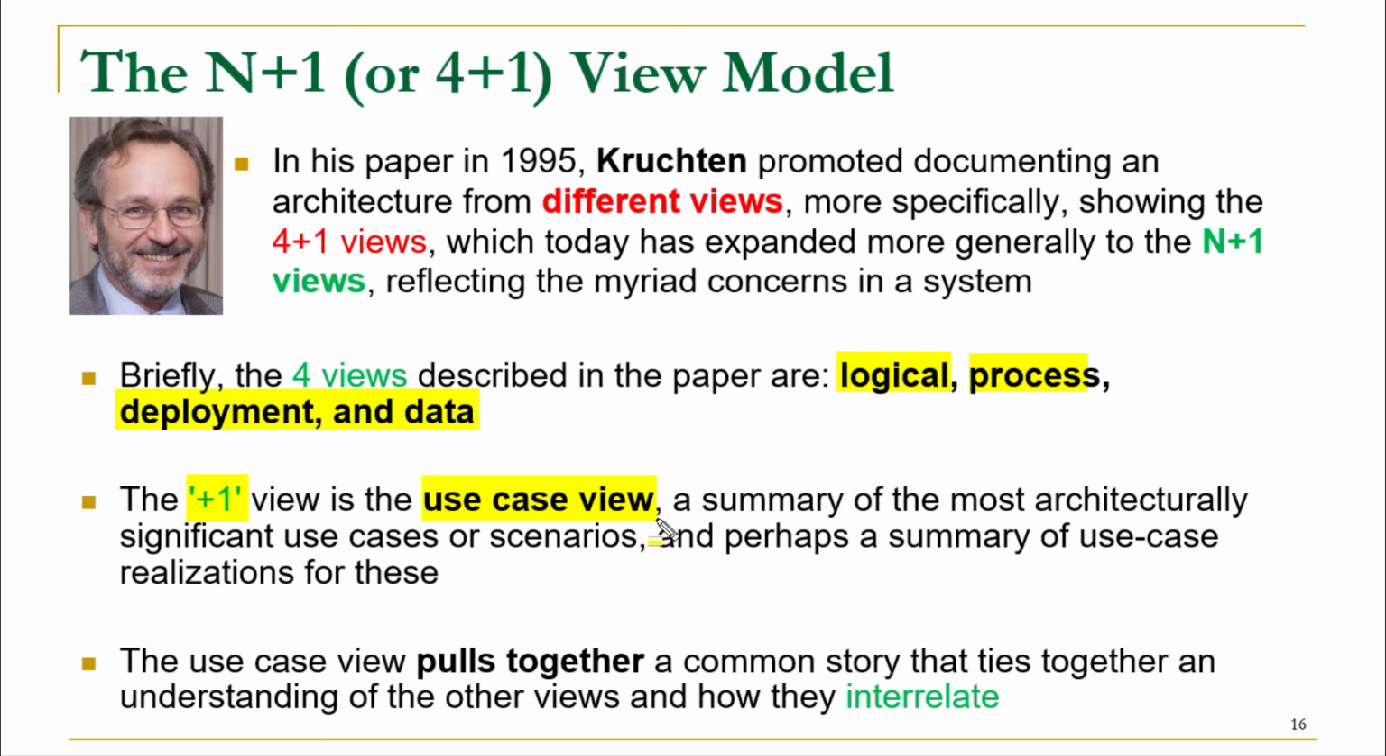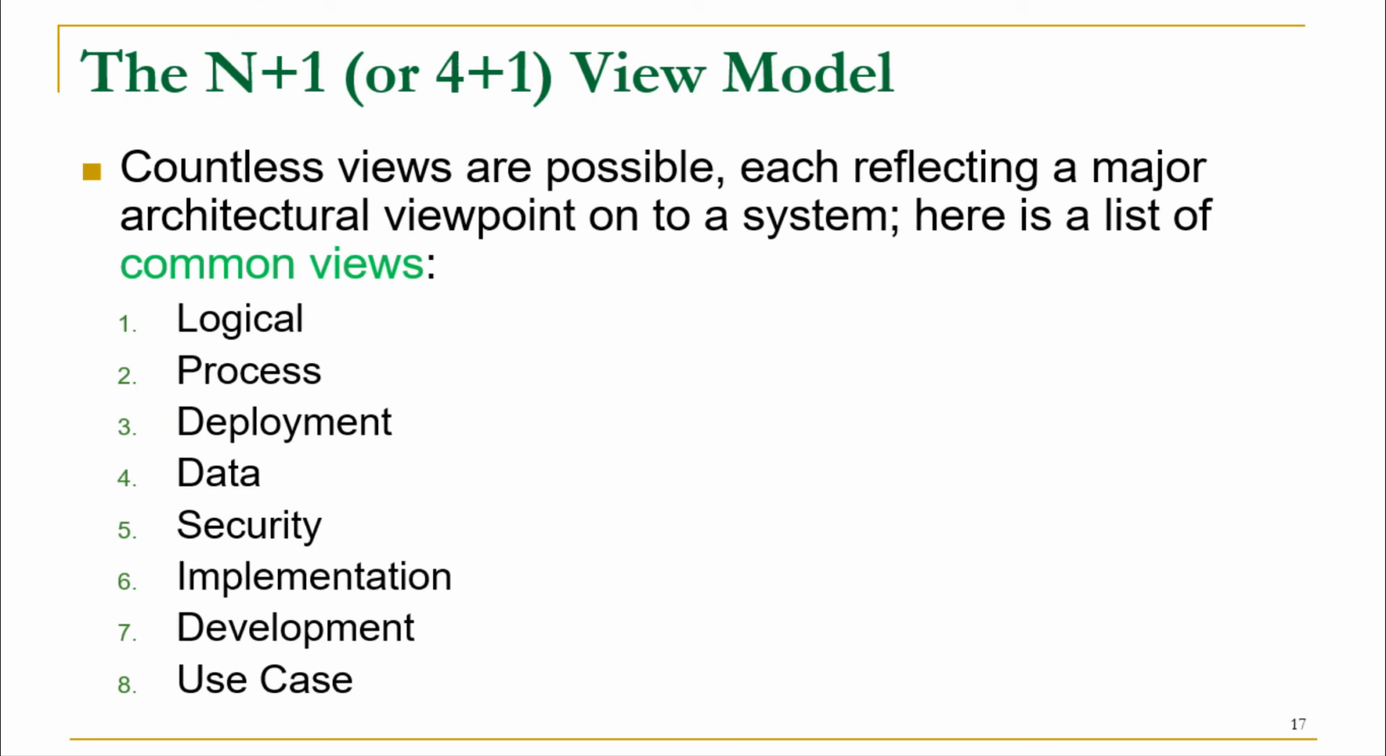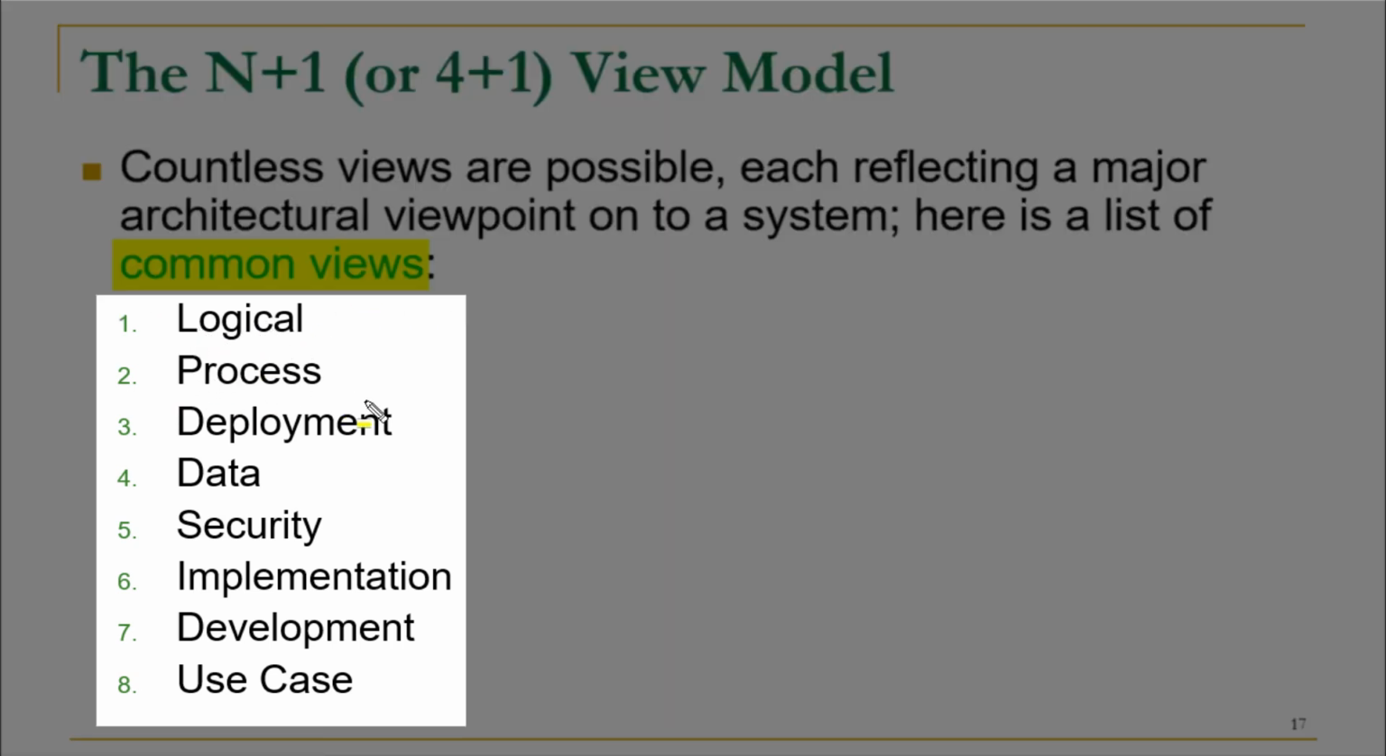But as time passed and improvements were made, we came up with the N+1 model, which is very similar to the 4+1 model. This is because in a system we can have a number of views; countless views are possible. So that's why we came up with more than 4+1 views. Some of the common views listed here include the logical view, process, deployment, data, security, implementation, development, and use case view. And that's very obvious from the names.